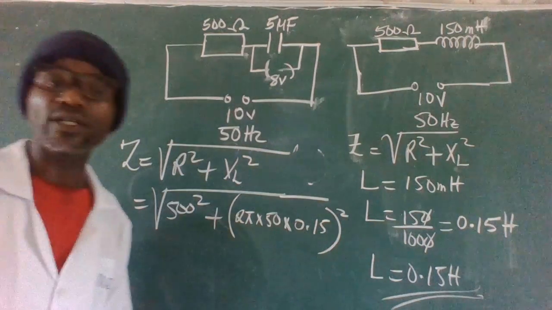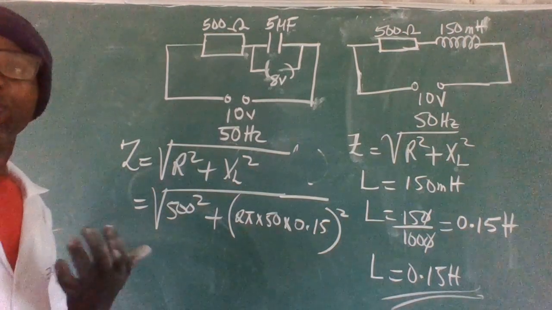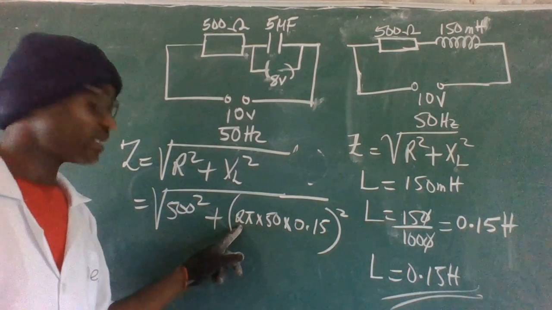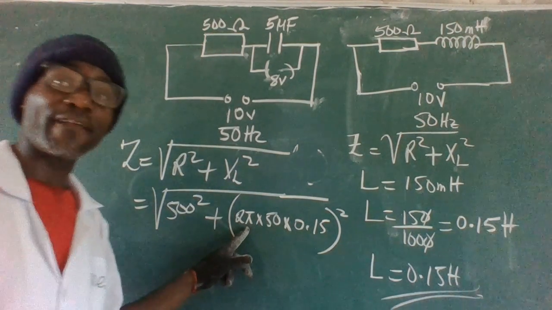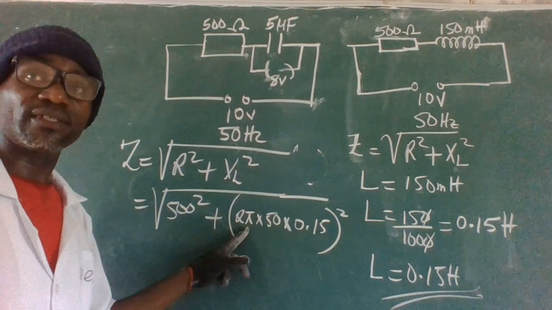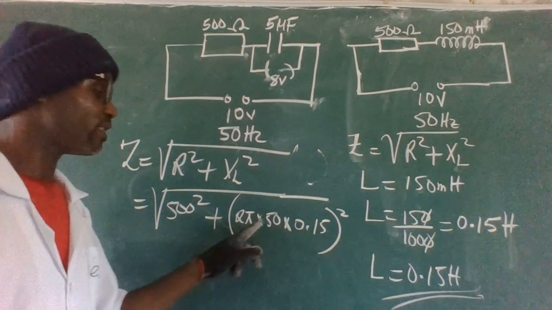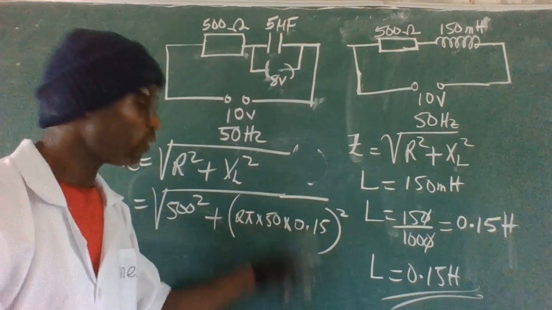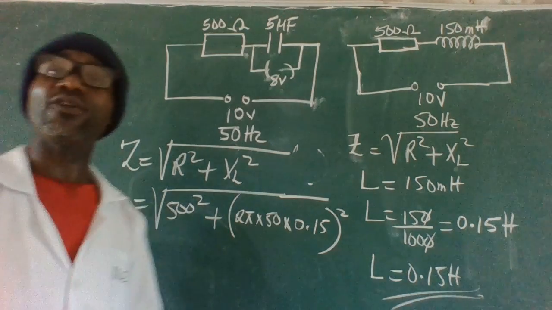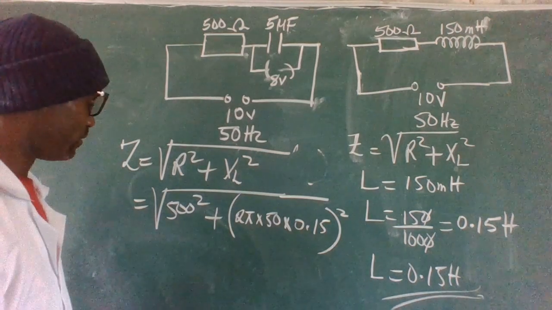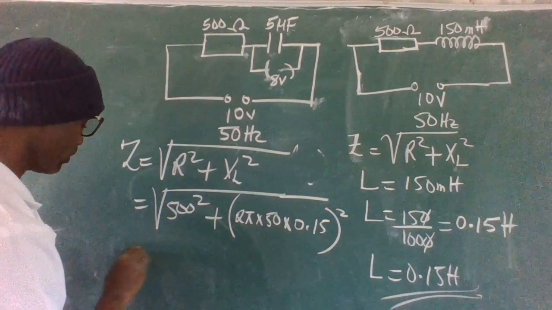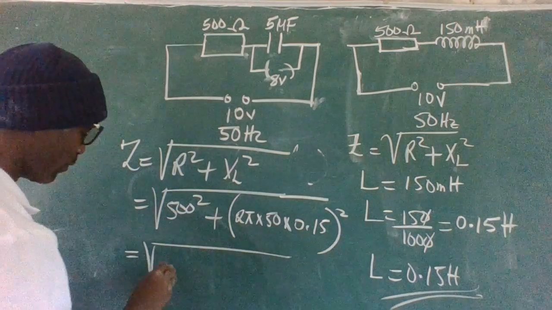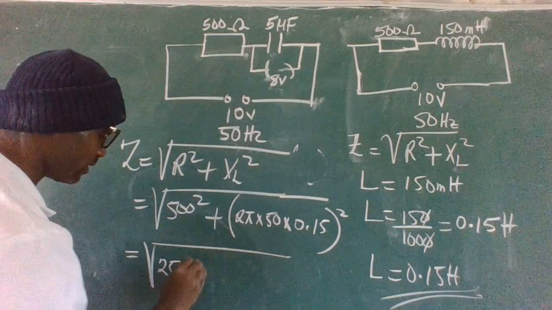So what do you do now? You have got some work to do. You have to punch some buttons now. 2 times the value of pi. Are you there? Then times 50. And then finally times 0.15, which is the value of the inductor measured in Henry. So what do we have? Just take your time. Already we have that this is 250,000.